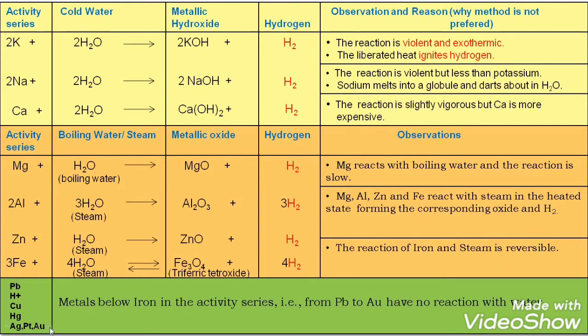Then we have Pb and metals below Pb in the activity series, that is Pb to Au. They have no reaction with water. That means they do not react with water. So you don't have any reaction with any sort of water, be it cold water, boiling water or steam. Hence, you don't have any equations to write down here.